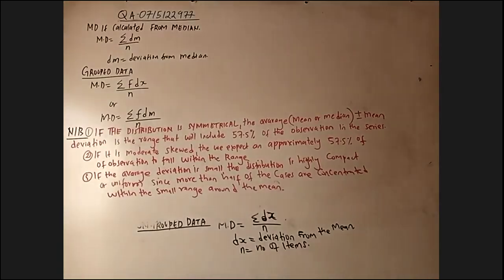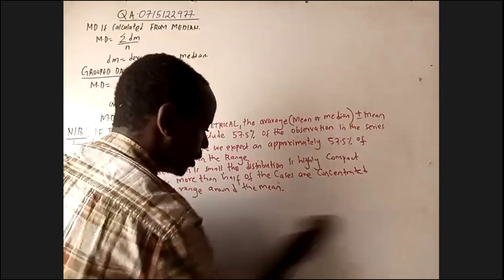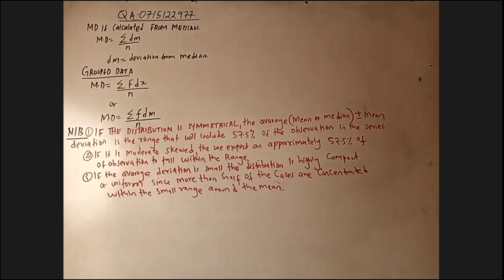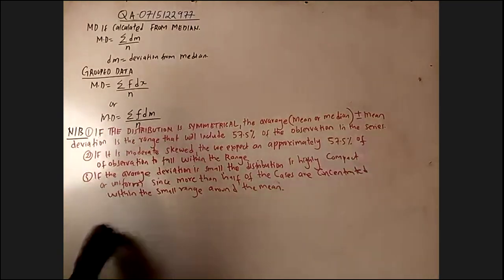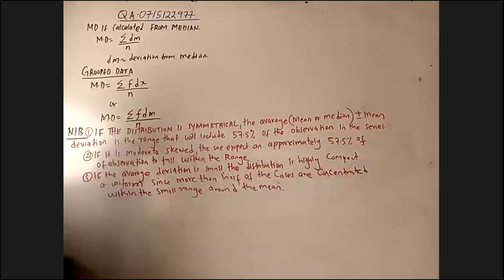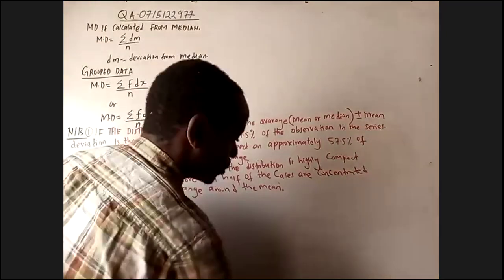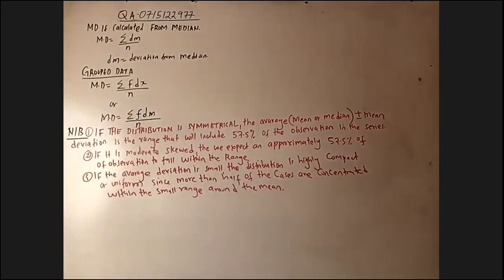Now those are some of the notes that you might need to know, but not necessarily. The important information here is that when you find an average deviation which is small, it means that the series is more uniform, the data is more uniform. So that's what it means.